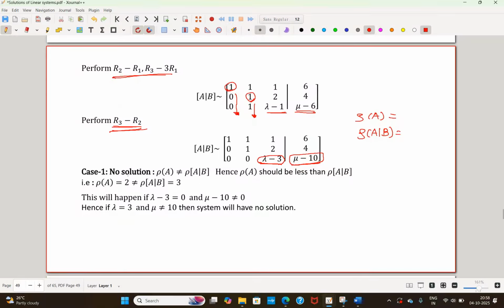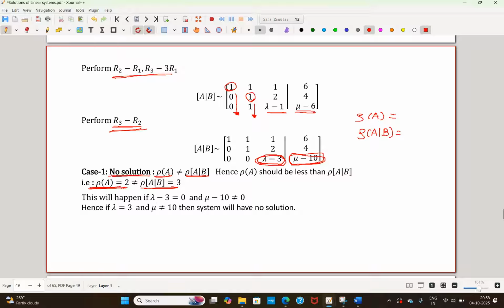Now case number 1, no solution. This particular system will have no solution if the rank of A is not equal to the rank of AB. When will rank of A and rank of AB not be equal? When this particular position gives you 0 and this particular position gives you a non-zero element. So the rank of the augmented matrix must be equal to 3 and the rank of the coefficient matrix must be equal to 2.